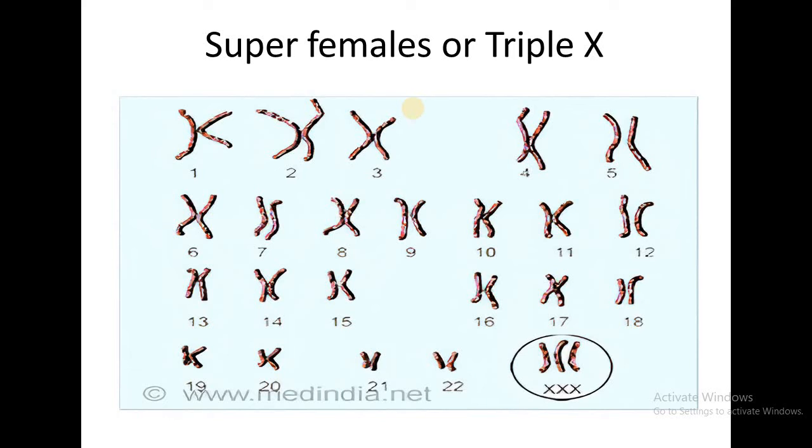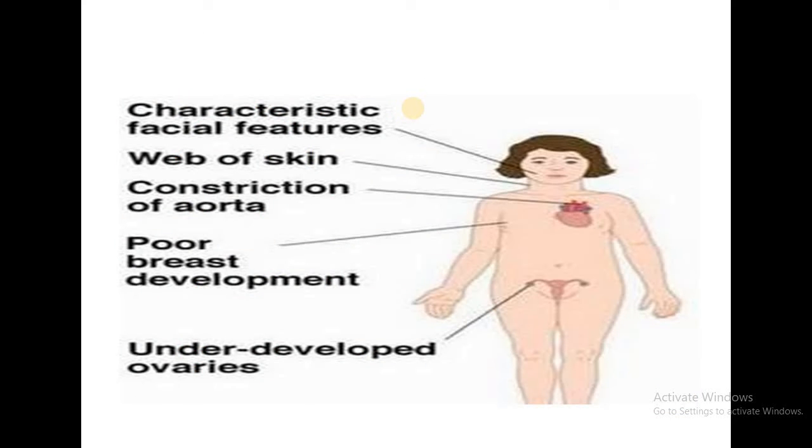So the super females are seen in one in 830 to 1000 live female births, and they have more common features than Turner syndrome. You can see the characteristic facial features, the web of the skin, constriction of the aorta, poor breast development, and underdeveloped ovaries.